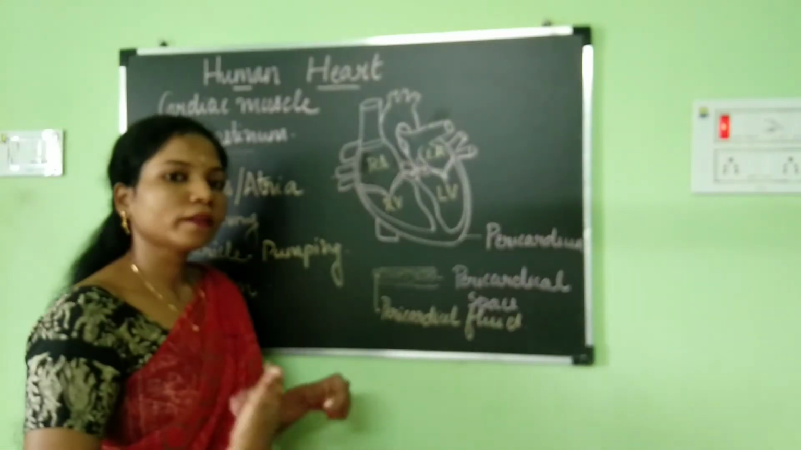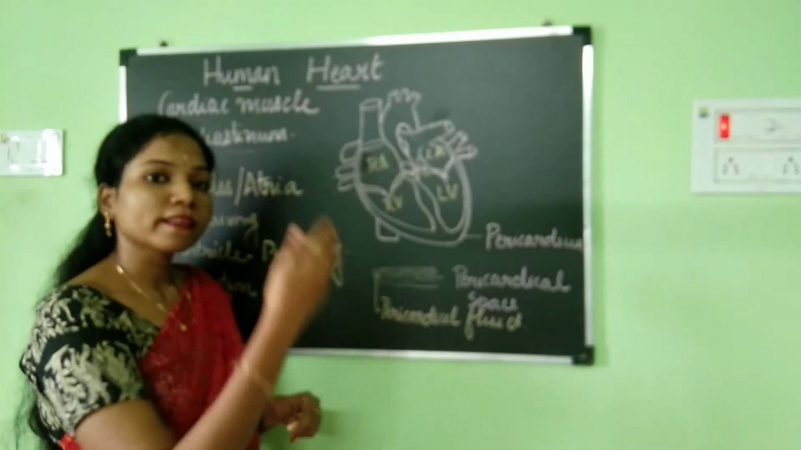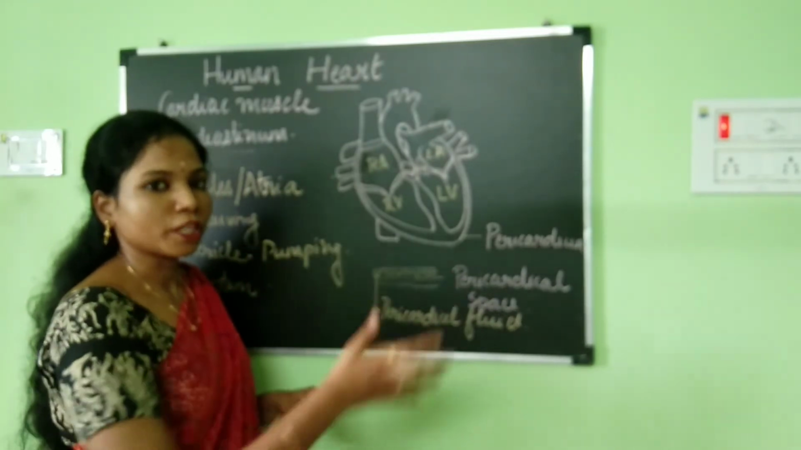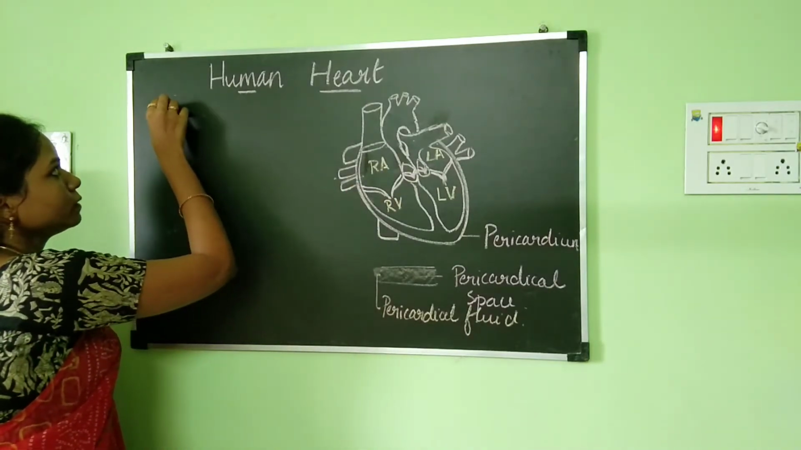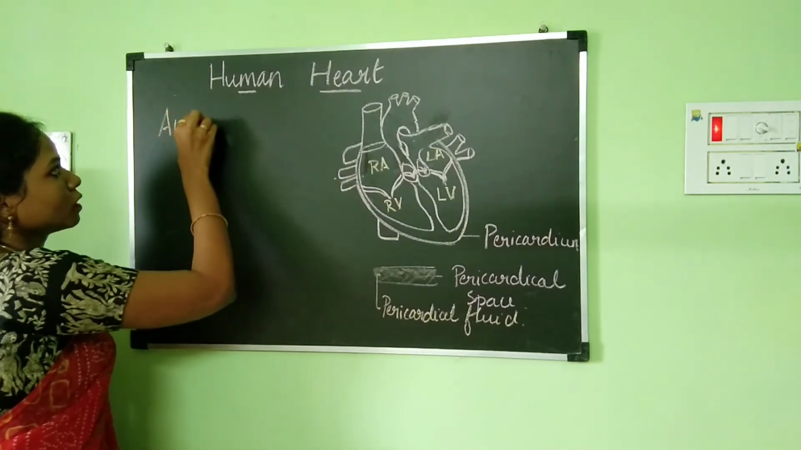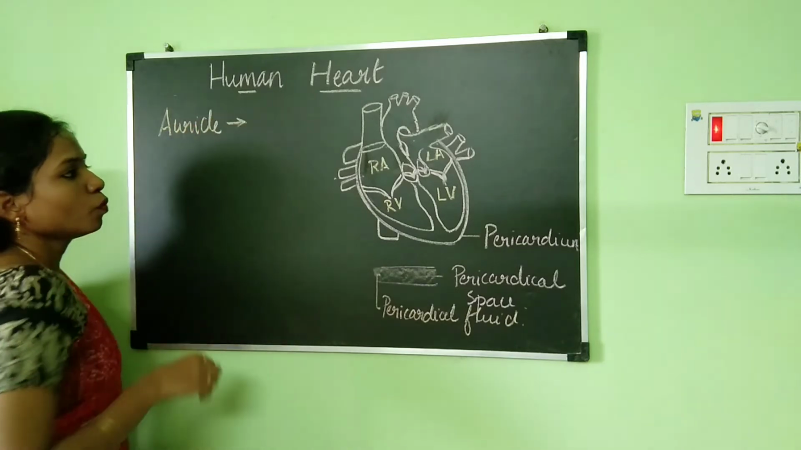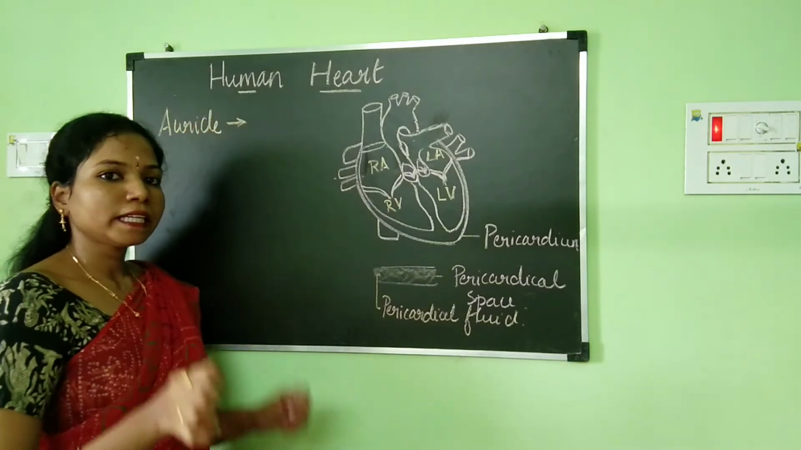Now let's see what are the septums present in between the chambers. In between the two auricles, there is a septum which is known as the interatrial septum.